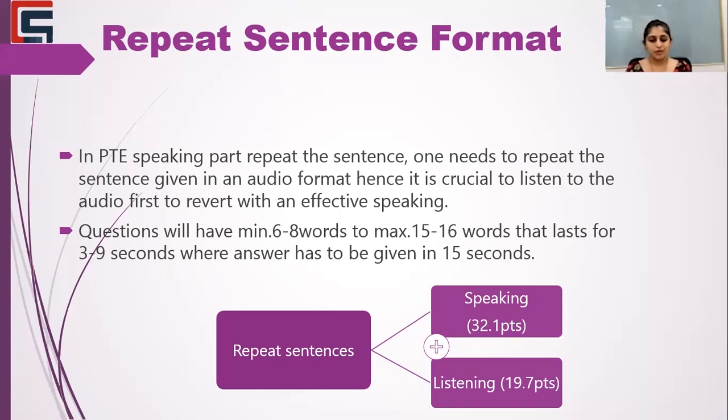In PTE repeat sentences, two skills are judged, that is speaking and listening. Obviously, how good a listener you are matters. Whatever you listen to completely, you'll be able to speak more clearly. There are 32.1 points for speaking and 19.7 points given to the listening part.